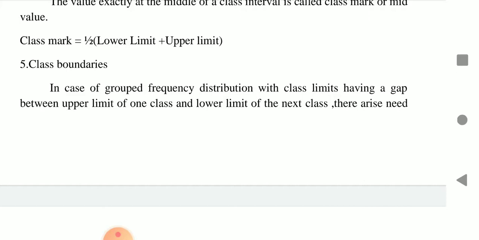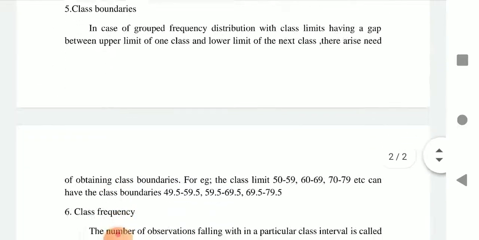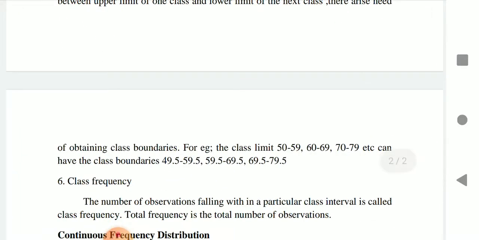In the case of a grouped frequency distribution with class limits having a gap between the upper limit of one class and the lower limit of the next class, there arises a need to obtain class boundaries. How do we find class boundaries? Take the difference between the upper limit of one class and the lower limit of the next class and divide it by 2. Then add the same to the upper limit and subtract the same from the lower limit of each class.